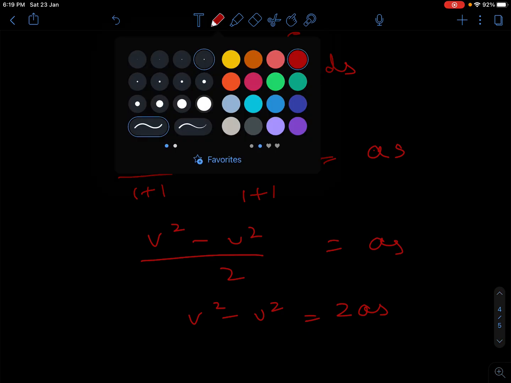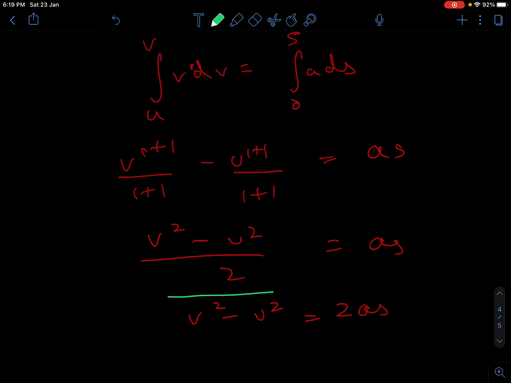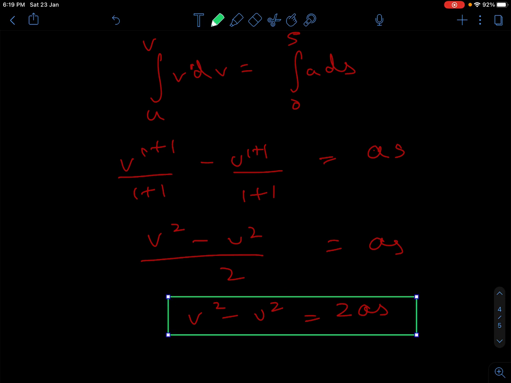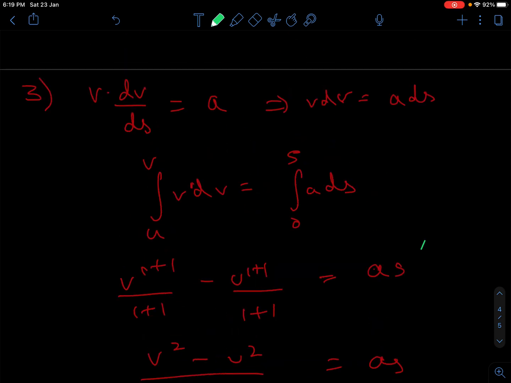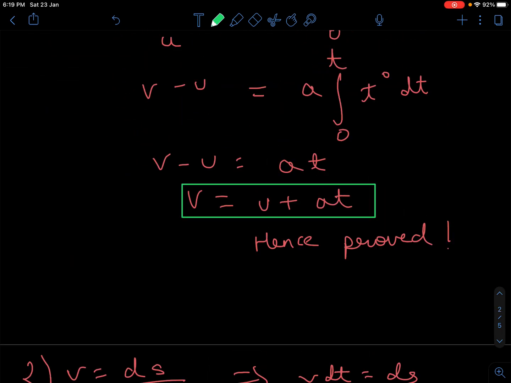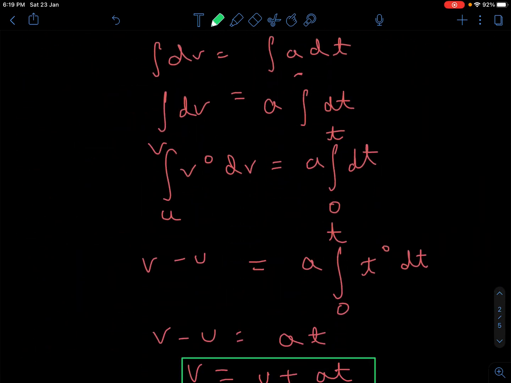Now it has again turned out to be a famous equation. What is it? You know, the third equation of motion by Newton: v square minus u square is equal to 2as. Okay, so we have proved all three of Newton's equations of motion.